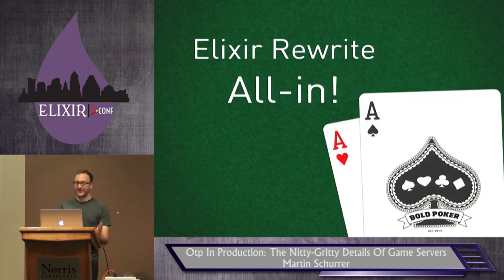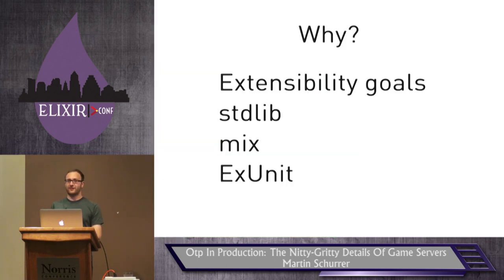So board poker. What we're going to do is we're going to rewrite all of board poker in Elixir, which is really awesome, and I'm looking forward to that very much. And why? Because as Jose Valim said in his keynote, the extensibility goals of Elixir are awesome, and we want to leverage them. The standard library of Elixir is so much better than the standard library of Erlang. Erlang has accumulated this cruft where you don't know if when you use this module or that module, the subject you're working on is the first argument or the last. You don't know if indices start with 1 or 0. You have to look that up all the time. That's annoying. Elixir does away with that.